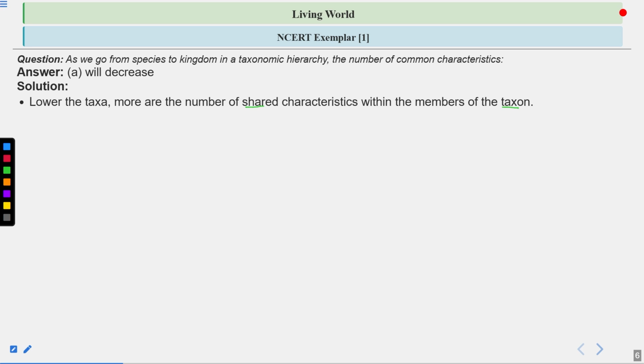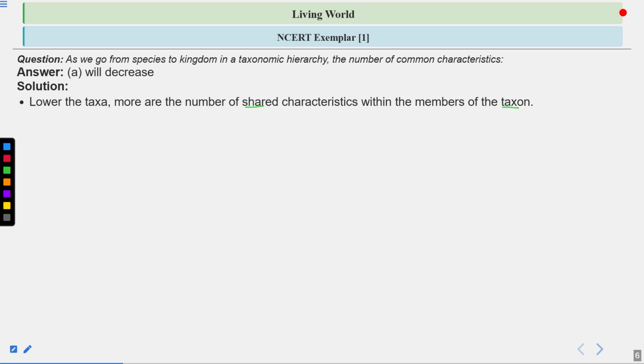Because the categories are becoming more broad now. For example, take Kingdom Animalia or Kingdom Plantae. These are very broad categories. Kingdom Animalia includes all the animals: terrestrial animals, aquatic animals, vertebrates, invertebrates. Kingdom Plantae includes all the plants: algae, bryophytes, pteridophytes, gymnosperms, angiosperms. So at a higher level, the number of shared characteristics is minimum.